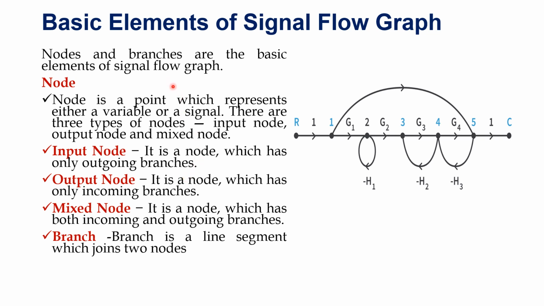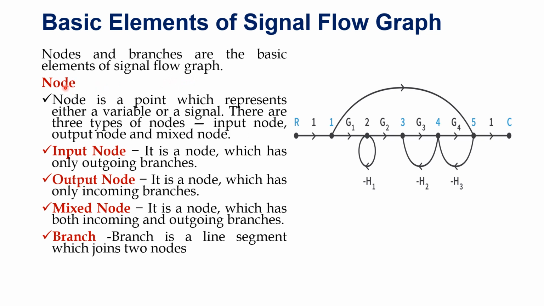What is the use of signal flow graph? The signal flow graph is used to find out the transfer function of any system. What is transfer function? Transfer function is the ratio of Laplace transformation of the output to the Laplace transformation of input. Before we see the transfer function, first of all, we should know the basic elements of signal flow graph. Nodes and branches are the basic elements of signal flow graph.